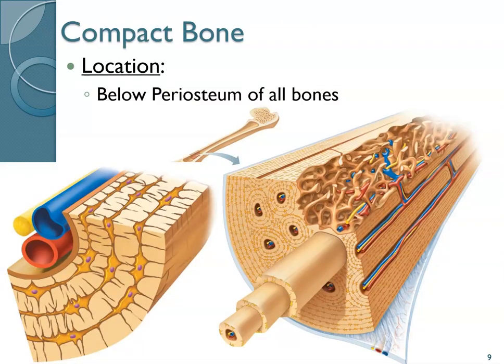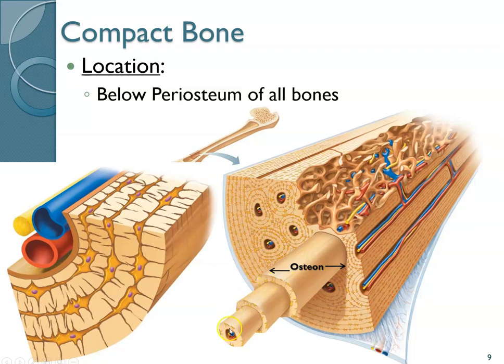Now let's look at the compact bone. Okay, so compact bone lies just below the periosteum. We have this appearance of a tree trunk being cut, and each of those is an osteon, the structural unit of compact bone. Okay, so in this picture there are many osteons, as you can see.